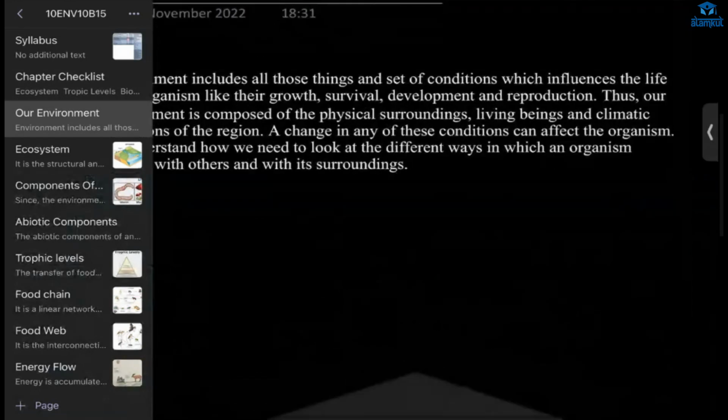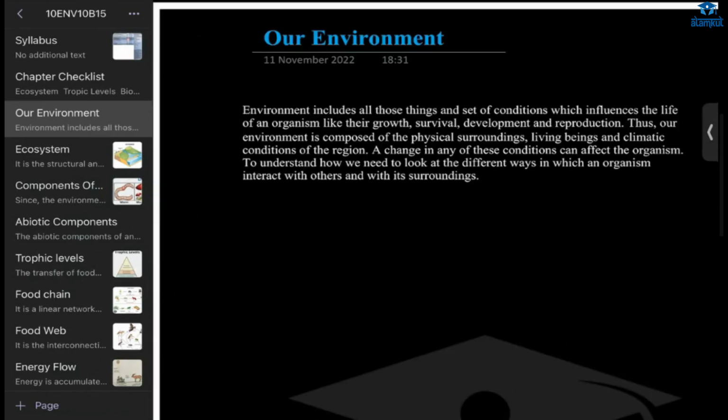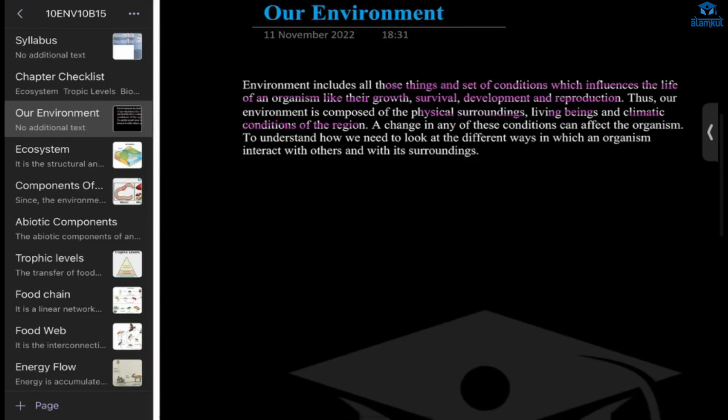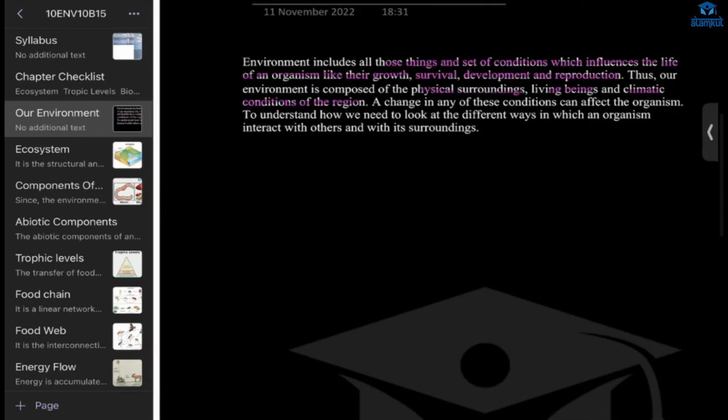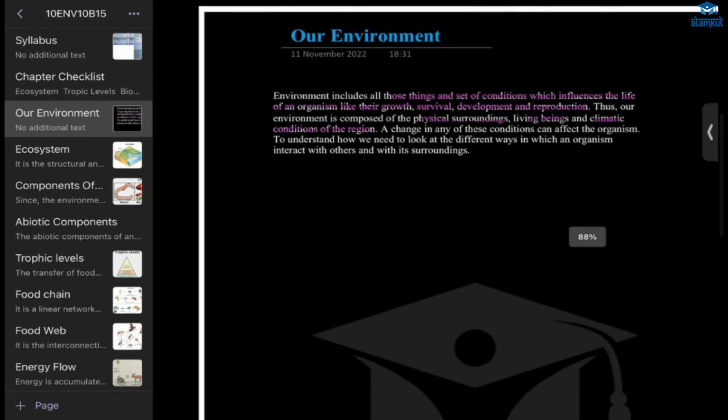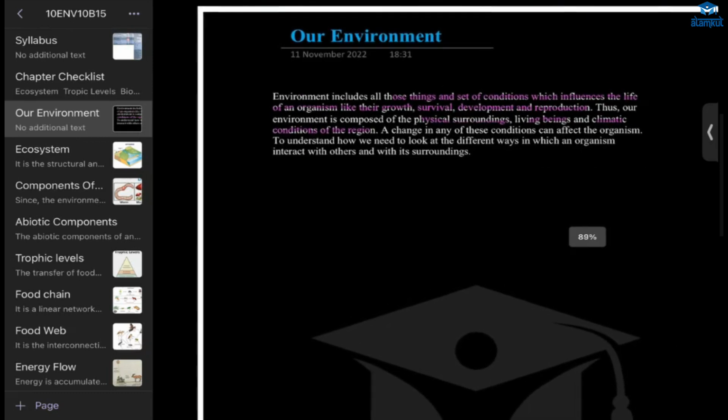So environment includes all those things and sets of conditions which influence the life of an organism, like their growth, survival, development, and reproduction. Our environment consists of physical surroundings, living beings, and climatic conditions of the particular region we are living in. Any change in this will affect the organism. So in this chapter we are going to look at how different organisms interact with each other and with their surroundings.